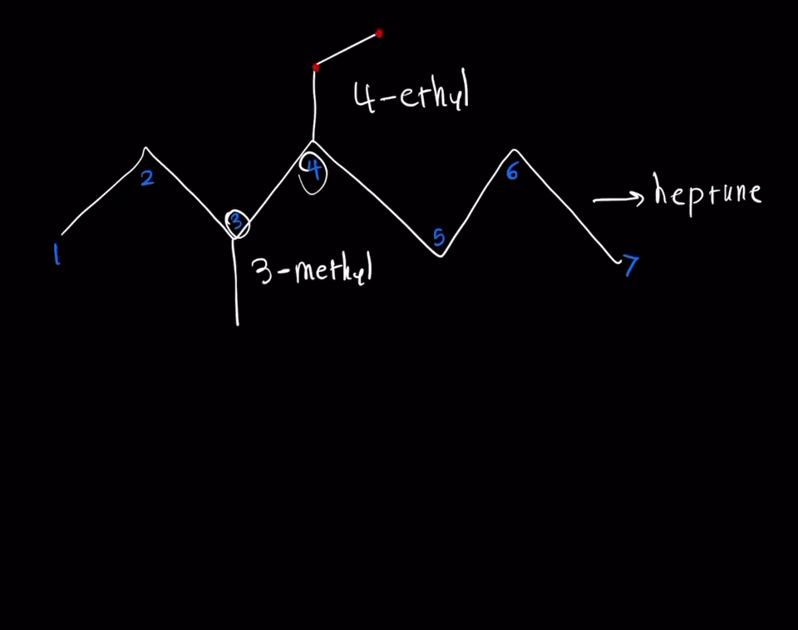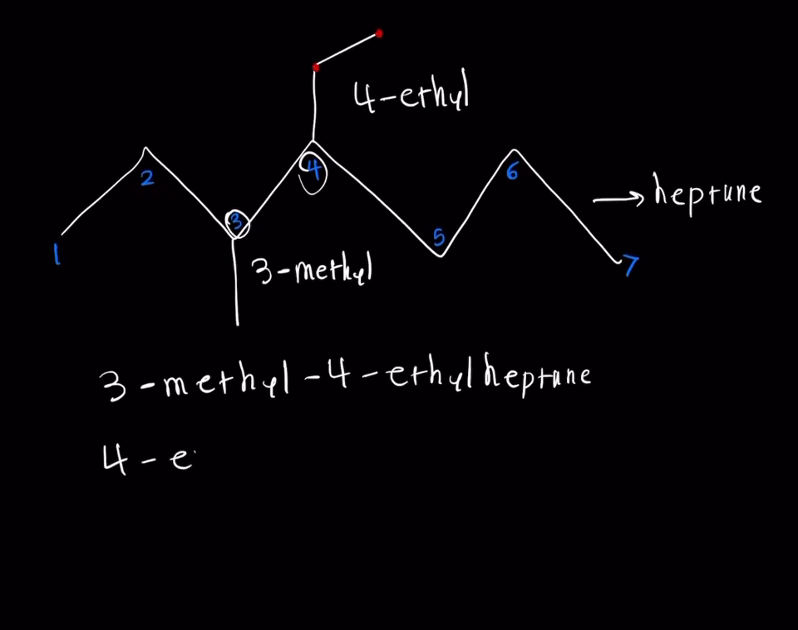Now, how do we put the methyl and ethyl in order? So we have 2 options. We can write the methyl first because the methyl has a number 3 and the ethyl has a number 4. So it would be in ascending order. So it'd be an increasing number order.